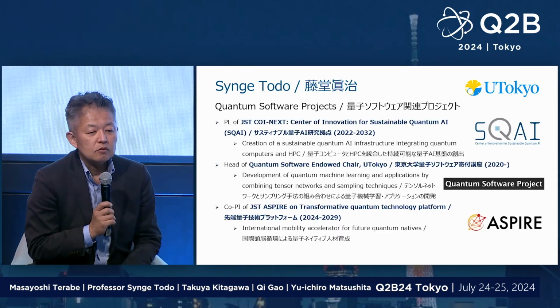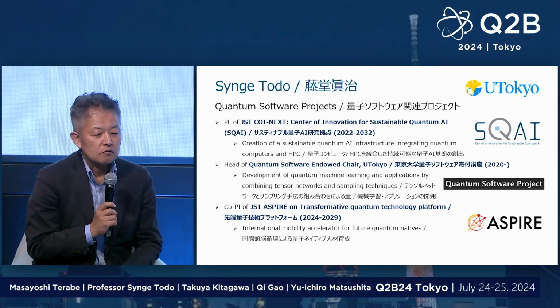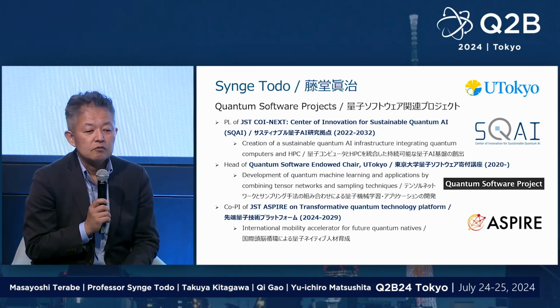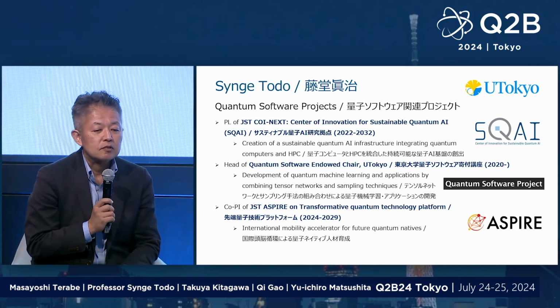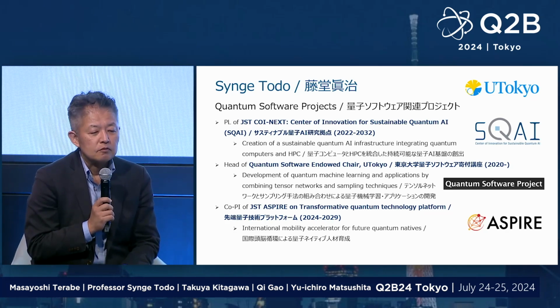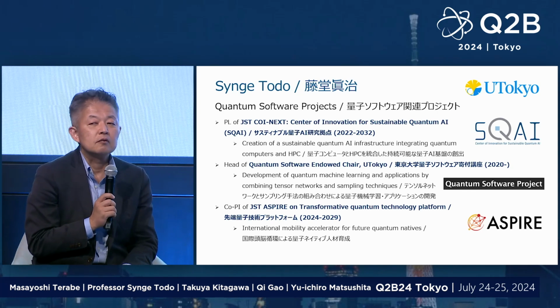Next page, please. Also, the quantum software projects that I'm involved in in recent years are shown here. SQAI, the Center for Innovation for Sustainable Quantum AI. As you see here, AI, machine learning, and quantum simulation, and how this can be achieved using quantum computers, is the main focus of this project. This is a 10-year project. We are in the second year this year.